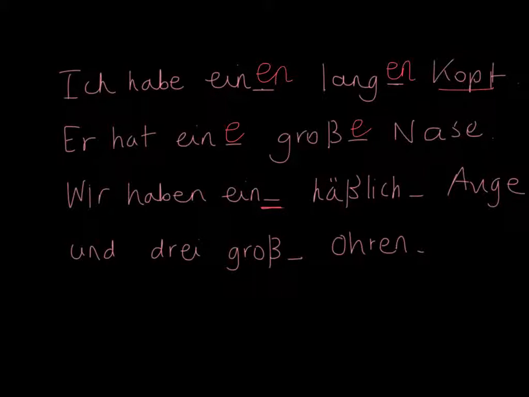For a das word, I don't need anything after ein, but I do need to add an es on my adjective. And for 3 large ears, again, I don't need the einen, eine or ein because it's not a or it's not one, but I do need an e on my adjective.